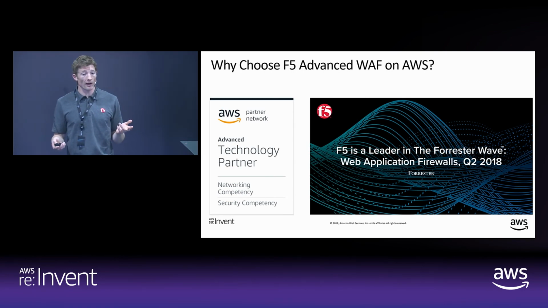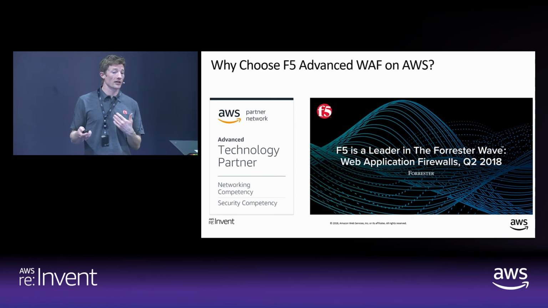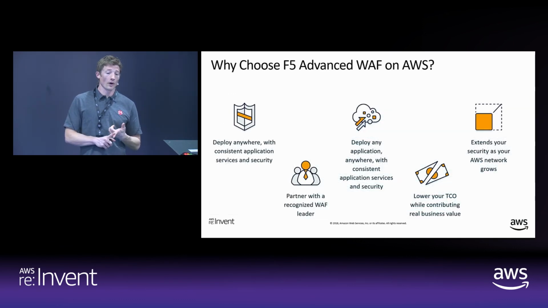So why choose F5? Well, obviously, we're an advanced technology partner. We've got the networking competency, the security competency, and we've also been recognized as a leader by Forrester, which is the example we've used here. So a competent partner is what you need. We can deploy anywhere with consistent app services policies. Again, a dedicated partner. We can deploy apps anywhere and help you lower your TCO while contributing real business value. I think that's one of the most important things here. So extend your security as your AWS network grows.